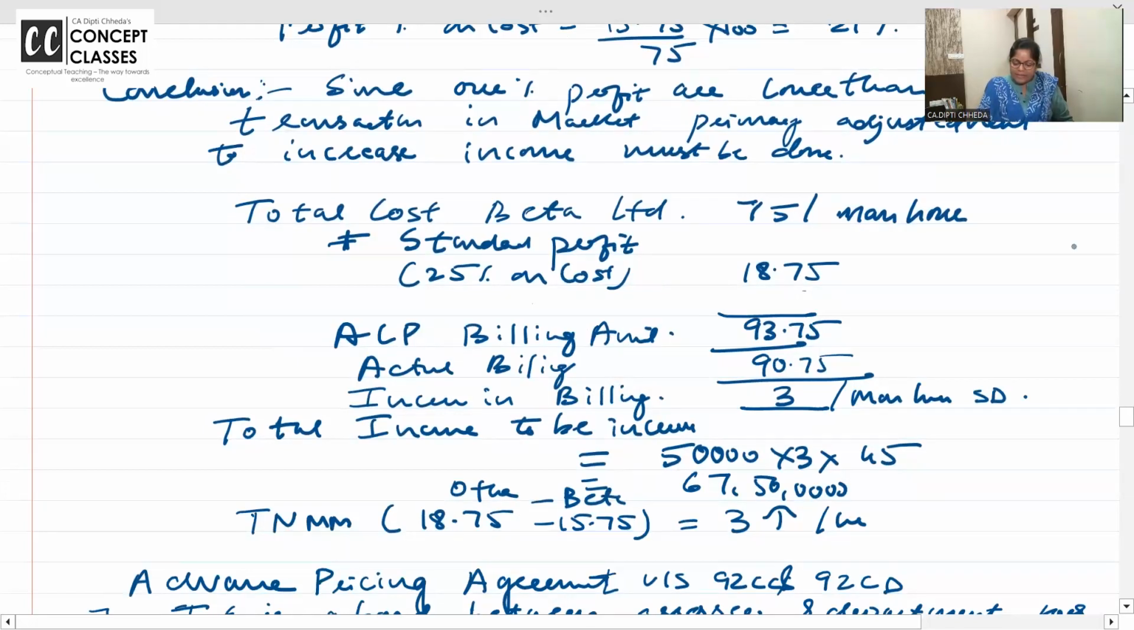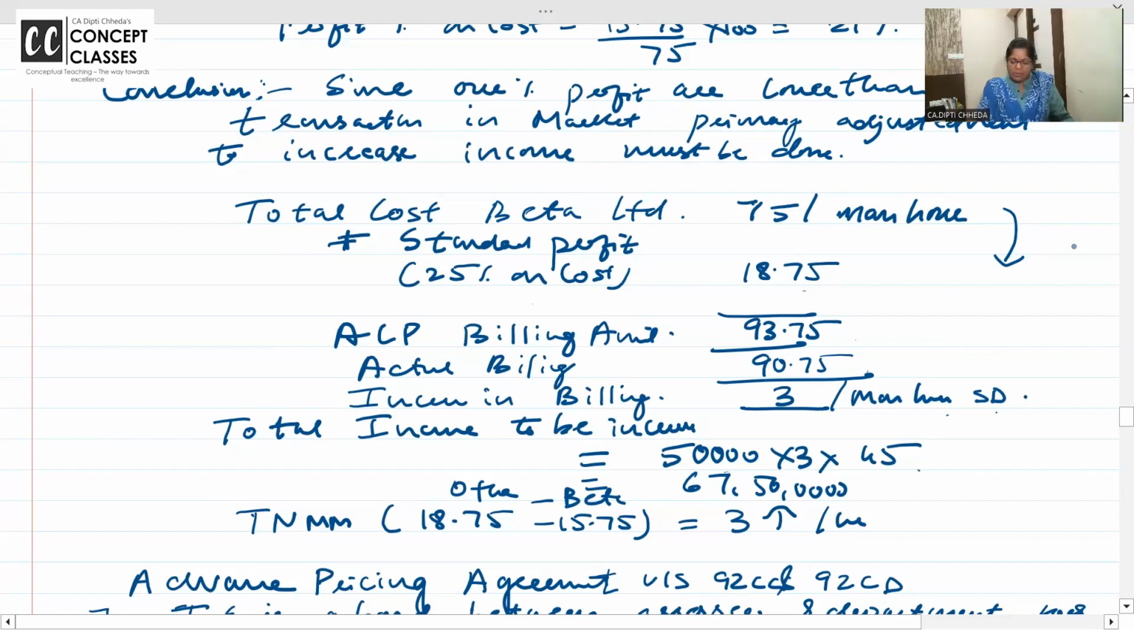See, cost to Beta Limited is 75 per man hour. Standard profit margin. Can you calculate how much profit we have charged to the third party and what their sales is? GP by sales into 100, the way we do. So that same profit, 25% on cost and how much on sales, that I will charge as my arm's length price. 93.75 I should have charged, but I have charged only 90.75. So have I charged 3 rupees less per hour, and 50,000 workers are there for these many days and all.